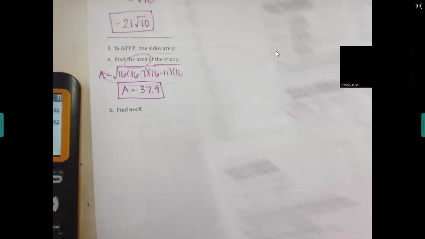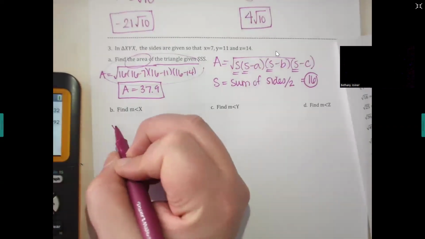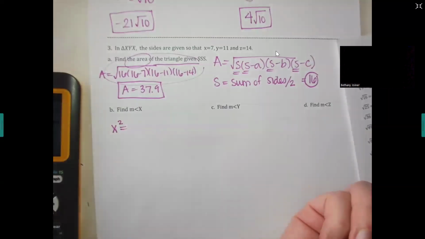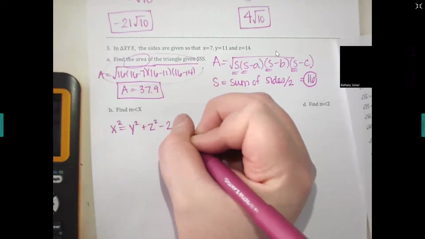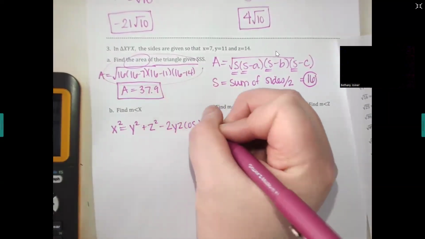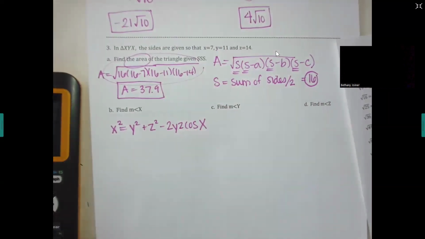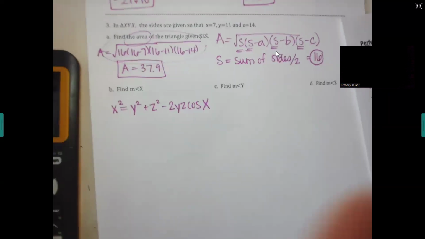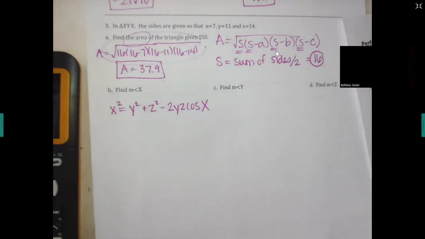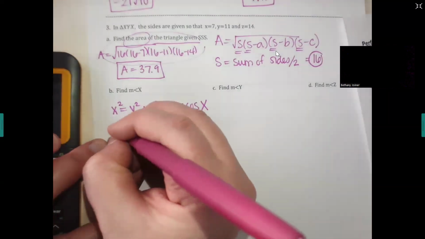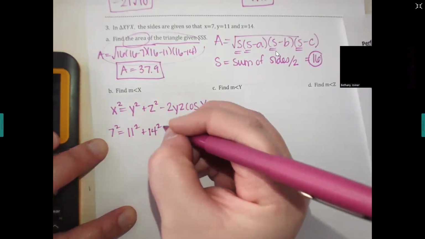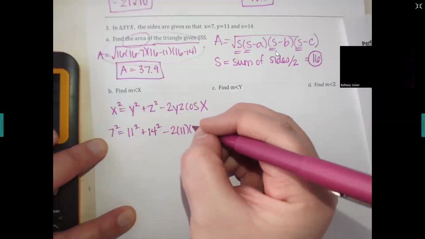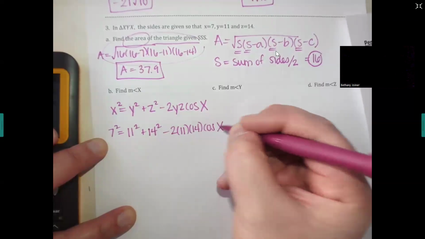Okay, then if I'm trying to find x, I'm going to do x squared equals y squared plus z squared minus 2yz cosine x. Okay, that's your law of cosines using x, y, and z instead of ABC. From there, we're plugging in numbers. Little x is a 7. Y is an 11. Z is a 14. Minus 2 leaves the 11 and the 14 cosine x.